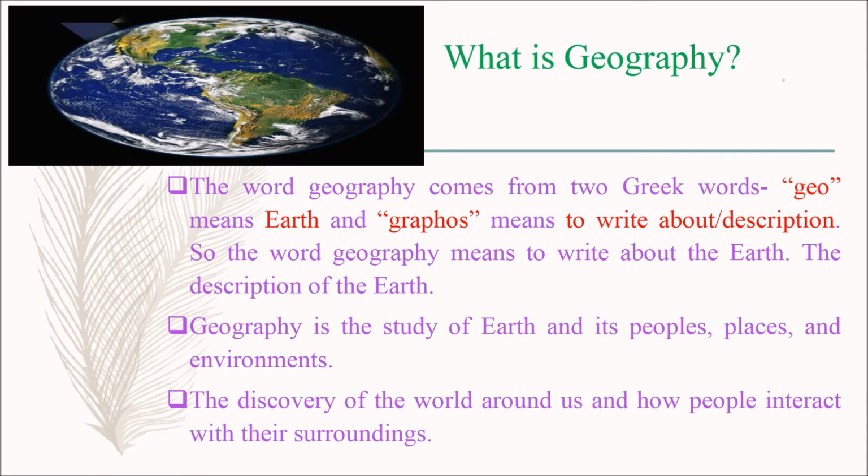First, let's see what geography is. The word geography comes from two Greek words. Geo means earth and graphos means to write about or description. So the word geography means to write about the earth, in other words, the description of the earth. Geography is the study of earth and its peoples, places and environments, the discovery of the world around us and how people interact with their surroundings.